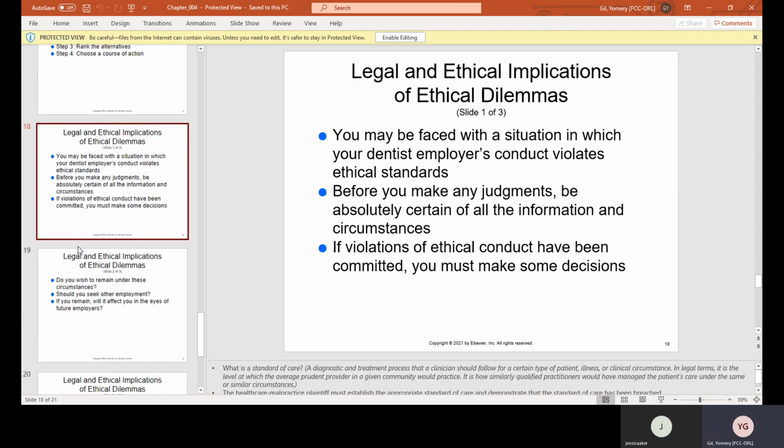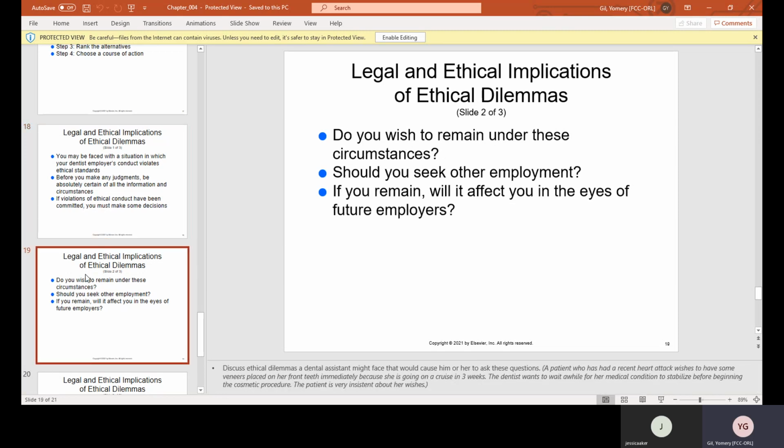Legal and ethical implications of ethical dilemmas. You may be faced with a situation in which your dentist employer's conduct violates ethical standards. Before you make any judgments, be absolutely certain of all the information and circumstances. If violations of ethical conduct have been committed, you must make some decisions.